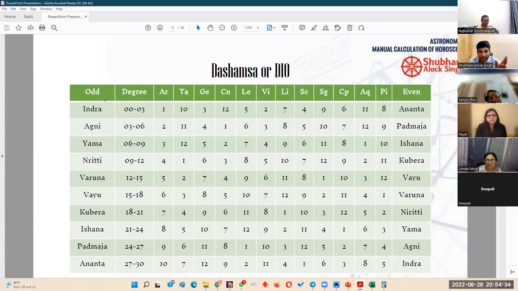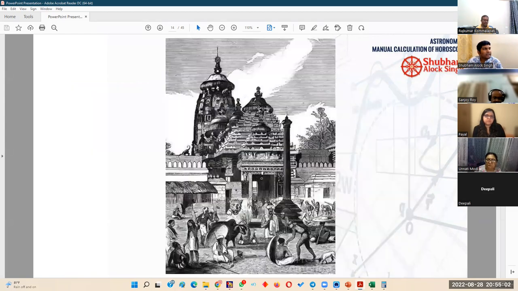Now, Dashamsha is the first chart where the calculation is direct and reverse. In odd Rashi, the lords are Indra, Agni, Yama, Niruti, Varun, Vayu, Kuber, Ishan, Padmaj, and Anand. In the even Rashi, it is repeated in reverse order. So first lord is Anand, second is Padmaj, third is Ishan, fourth is Kuber, fifth is Vayu, sixth is Varun, seventh is Niruti, eighth is Yama, ninth is Agni, and tenth is Indra. So when repetition happens, I have written odd degrees and even degrees.